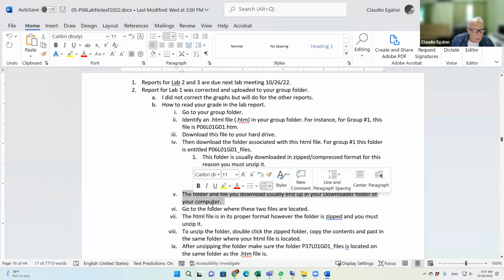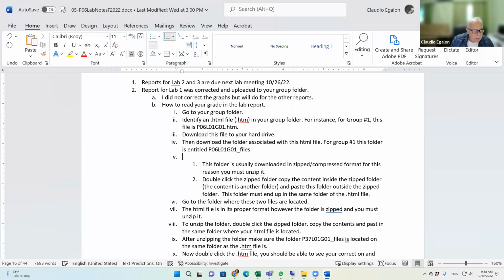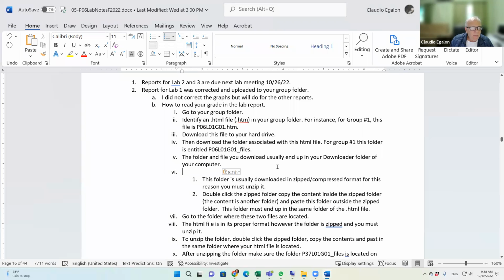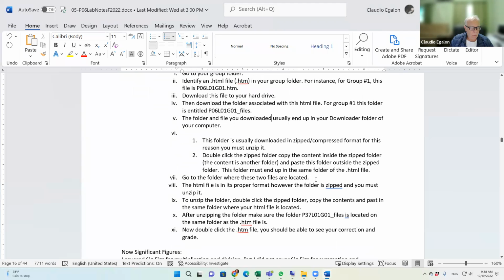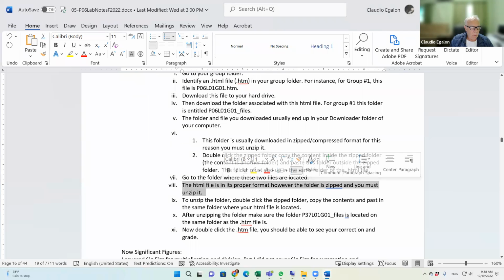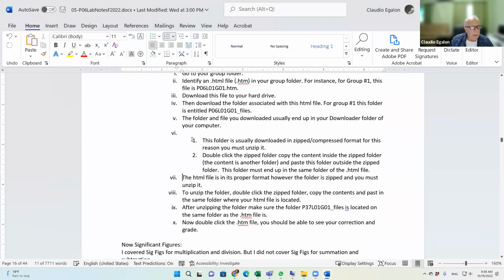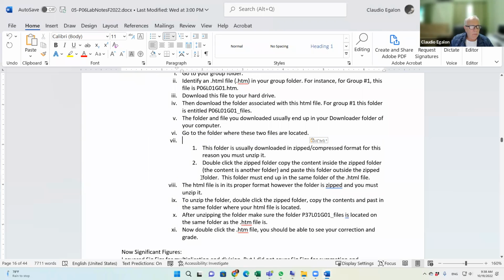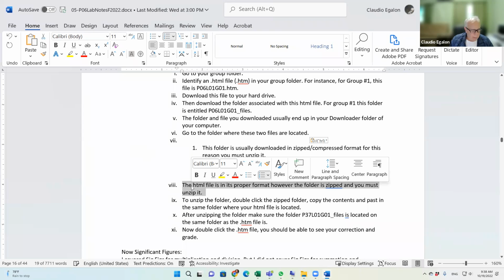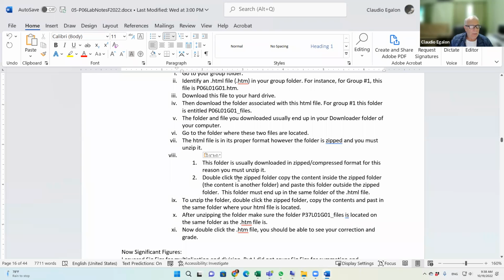And this one, you know what? Let me organize that. Yeah, the folder and file you downloaded usually end up in the same downloader folder of your computer. Okay. Go to the folder where these two files are located. Yeah, okay, so the HTML file is in its proper format. However, this folder is zipped and you must unzip it.